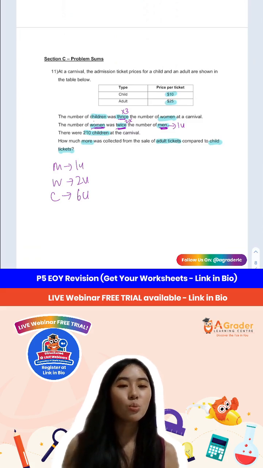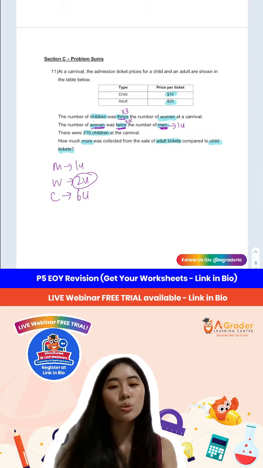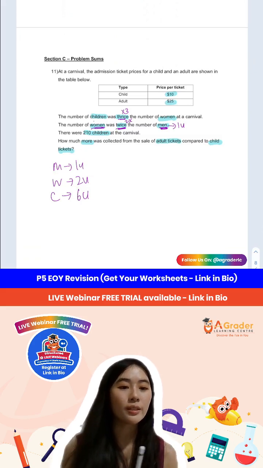You're not supposed to use 1 times 3, because it is 3 times of the women. So if women is 2 units, 3 times of that is 3 times 2 units. That's why it's 6 units. Okay, so some of you got tricked already in this question.